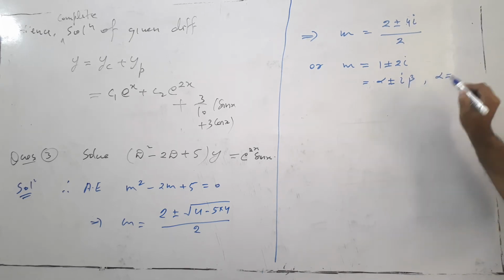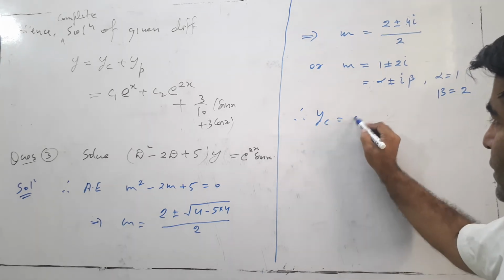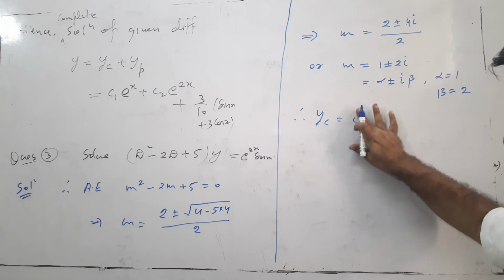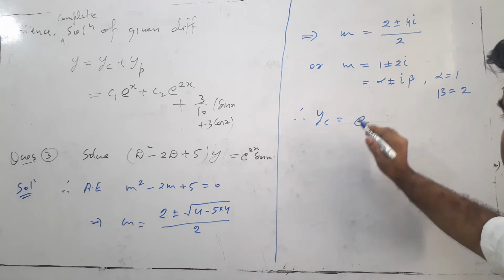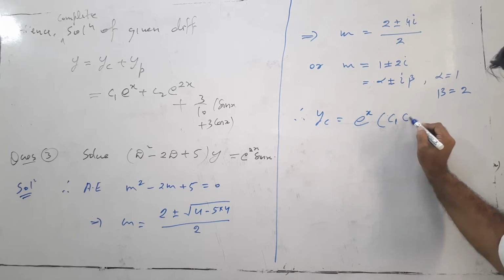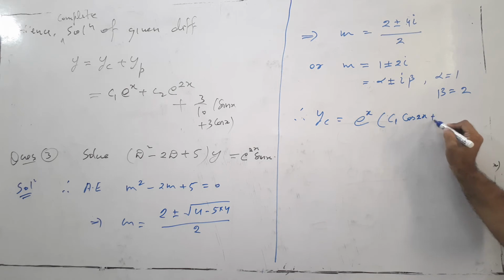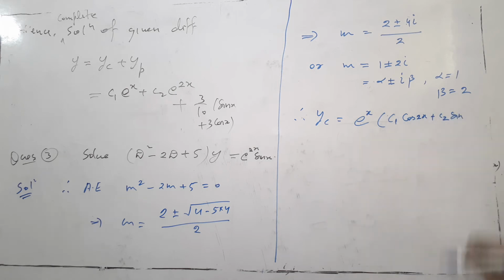So here alpha, the real part, is 1 and the imaginary part is 2, and we know that the complementary function in this case is e to the power of the real part, 1 into x, times c1 cos of the imaginary part 2x plus c2 sin 2x. This is the complementary function of the given differential equation. And now we solve for the particular integral.